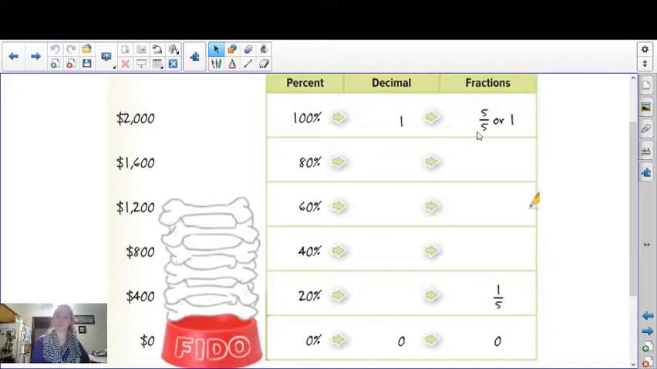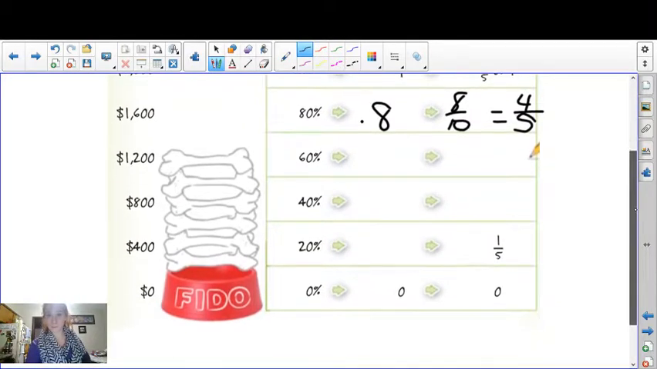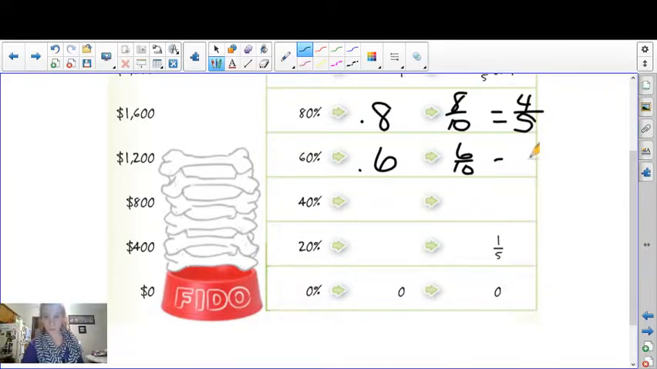They could have chosen 2,000 to put in here, but again, that's part of the notes. So now we're going to fill in the rest. Next I have 80%, and 80% is 0.8. And then 0.8 we know is 8/10, and that is the same thing as 4/5. Next I have 60%, which is 0.6, which is the same thing as 6/10, which is equal to 3/5.